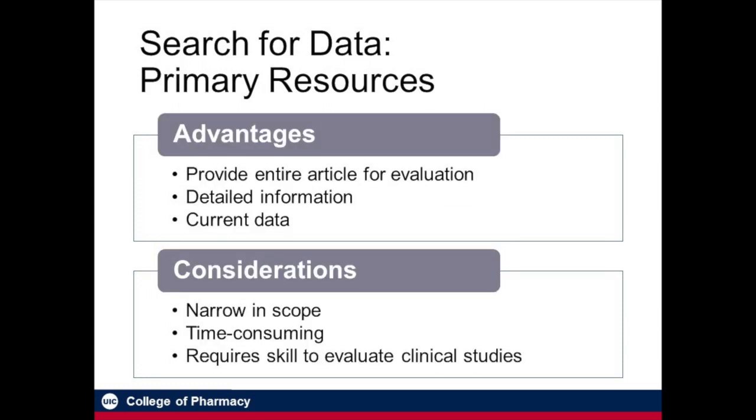Last are the primary resources, which consist of clinical trials, case reports, and letters to the editor. The advantages of utilizing primary resources are that it is the most current and detailed information available, and the information is there for you to evaluate. The disadvantage is that the articles may be too narrow in scope and it may be time-consuming, especially if that article has additional appendices. Additionally, primary resources require background knowledge and skills in drug literature evaluation to read and understand.